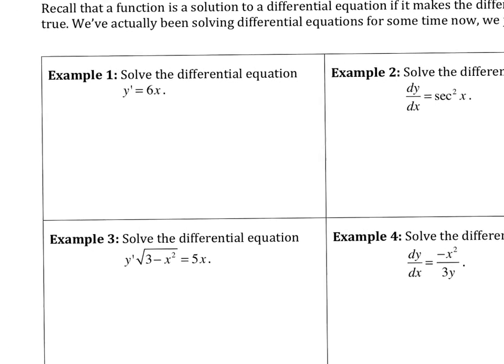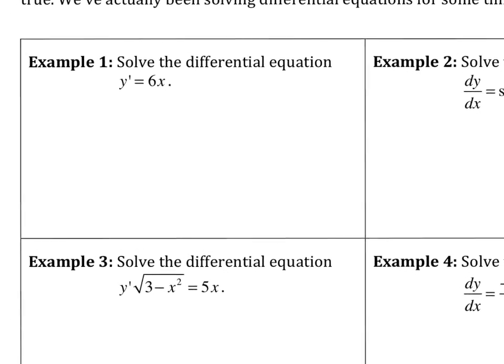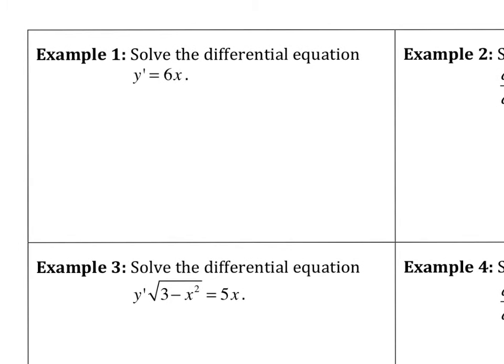All right, so we've got a differential equation here, right? We have y prime equal to 6x. And it's a differential equation because it involves a function and or its derivative, in this case just its derivative. And let's think about what this is actually saying. This is saying the derivative of y is equal to 6x.